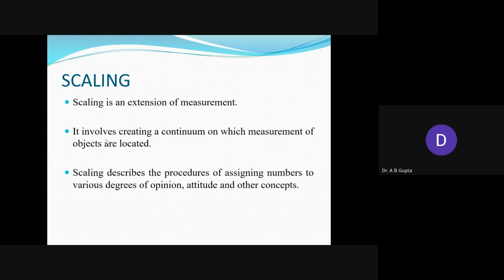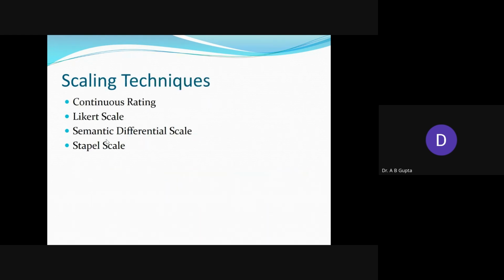Okay, you will get more clarity once I show you the scaling. So there are 3 to 4 scales I am showing you. Continuous rating scale, Likert scale. The most interesting and the most popular scale is Likert scale, then semantic differential scale, and Stapel scale. So these are the 4 scales. Quickly, within 8 to 10 minutes, I will be showing all the 4 scales.